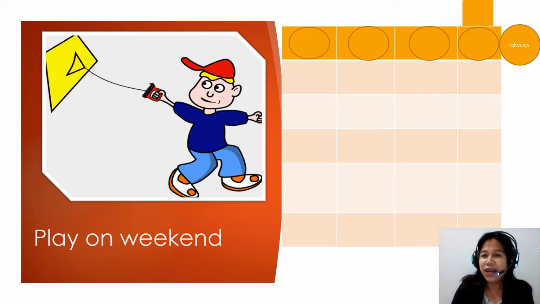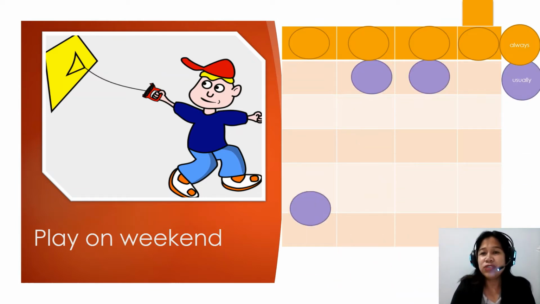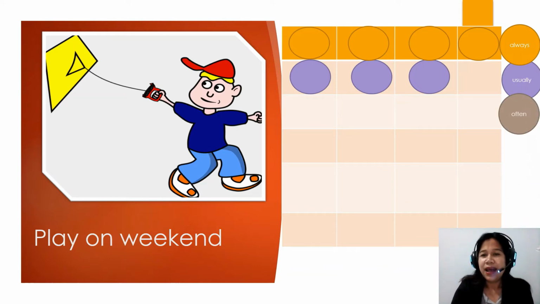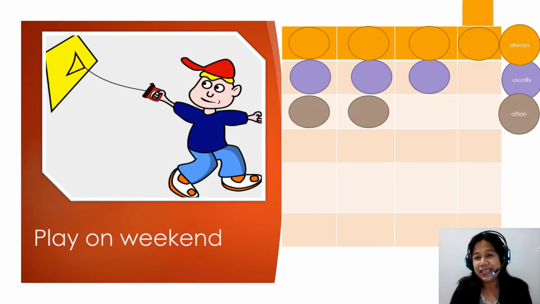How about usually? Here is how to describe usually. You miss one time compared to always. How about often? Let's take a look. See? You miss twice. That is how to describe often.